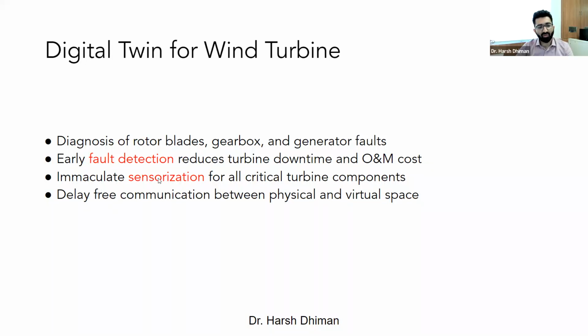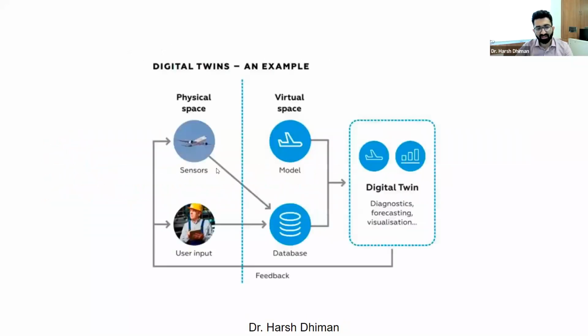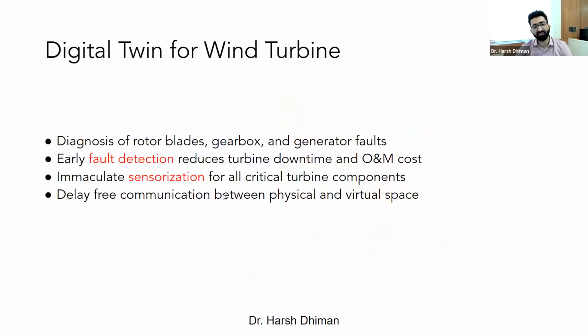Then you are looking for immaculate sensorization, because as we have seen in this slide, this digital twin cannot work well if you do not have immaculate sensors. So immaculate sensors, I would say, have to be reliable. The data captured from these sensors should reflect the true data, right? It should not reflect false data. If that happens, then you cannot take a good decision.